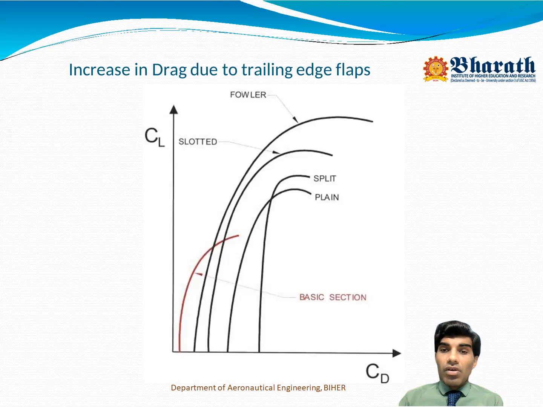But if you see the Fowler flaps, they have a higher CL value and also more drag, more coefficient of drag. Split and plain flaps are almost the same, but slotted and Fowler flaps have a higher coefficient of lift and also a higher coefficient of drag. But that also increases only up to a certain limit, as you can see in the graph. After some time it becomes constant and then decreases.